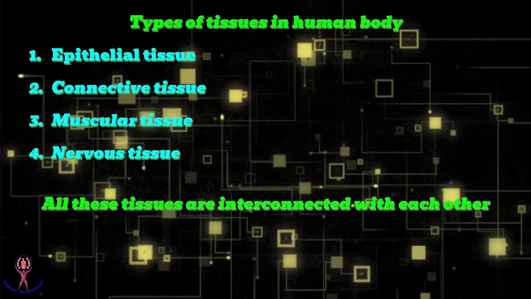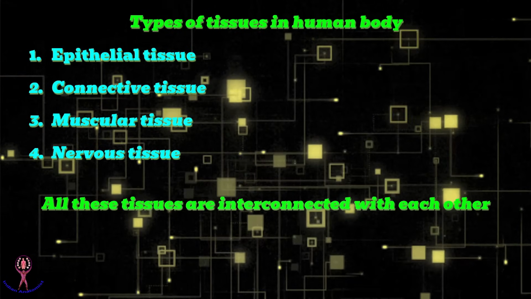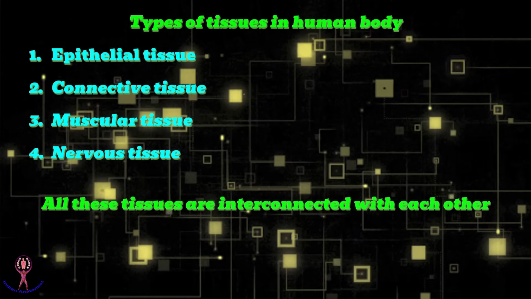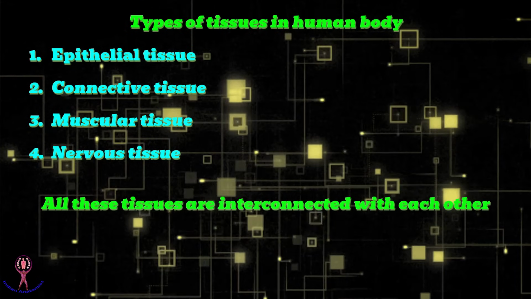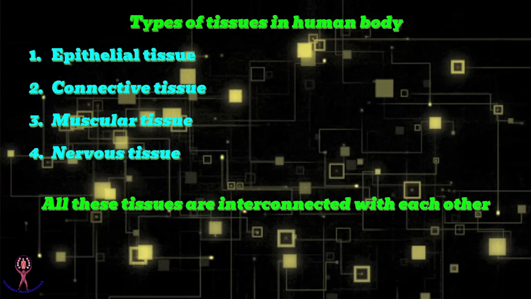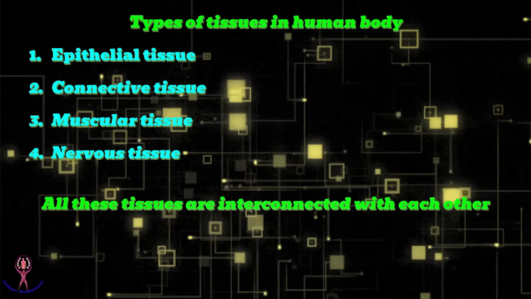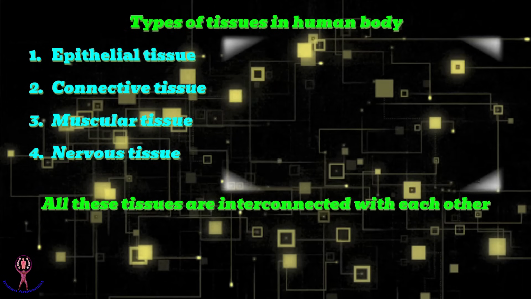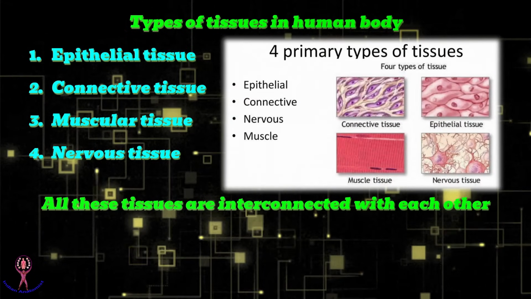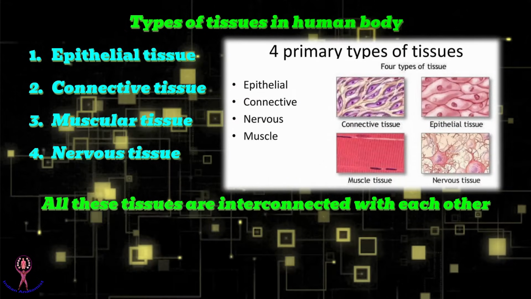Types of tissues in the human body are: number 1, epithelial tissue; 2, connective tissue; 3, muscular tissue; and 4, nervous tissue. All these tissues are interconnected with each other.